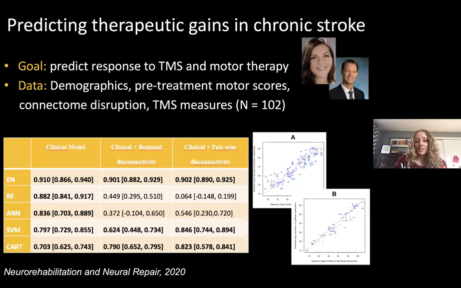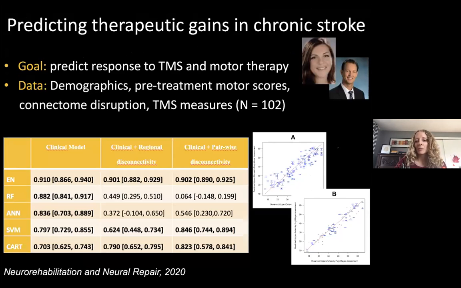Then we also looked at how you can use baseline demographics and imaging biomarkers to predict therapeutic gains in chronic stroke. So these were chronic stroke subjects that were enrolled and underwent TMS and robotic therapy.